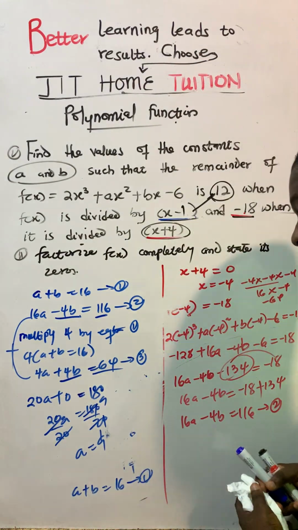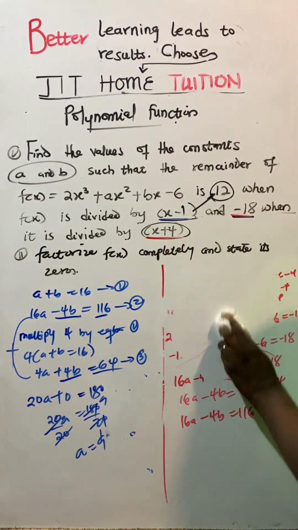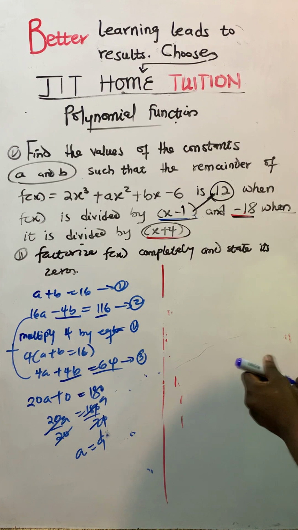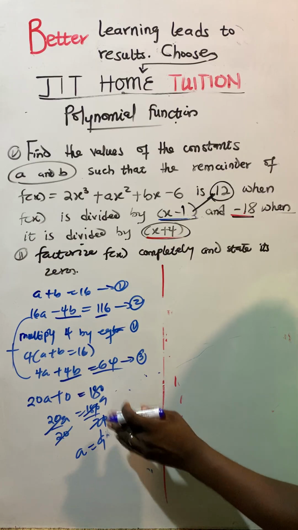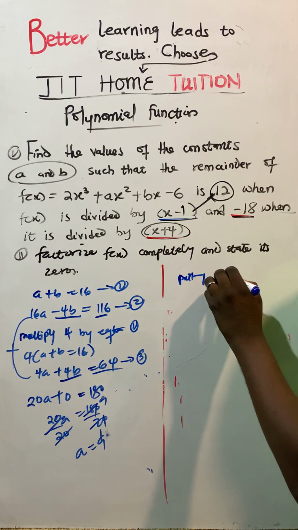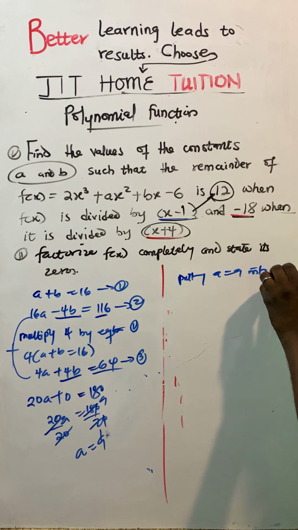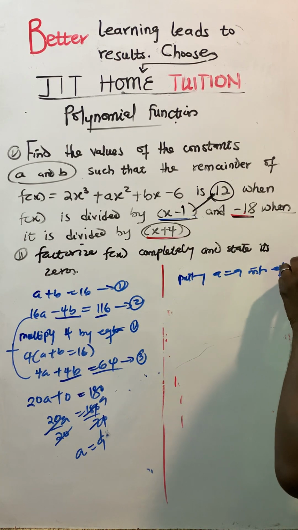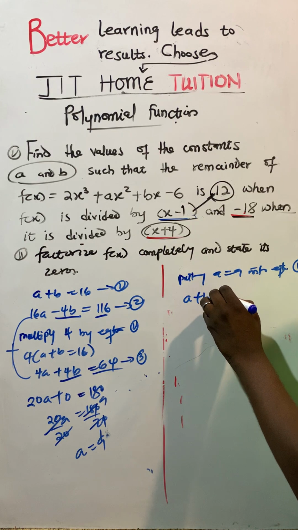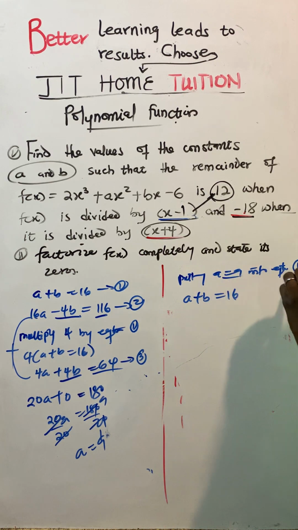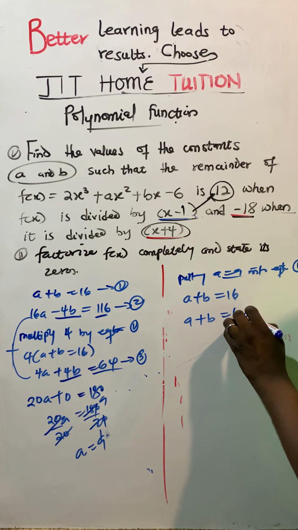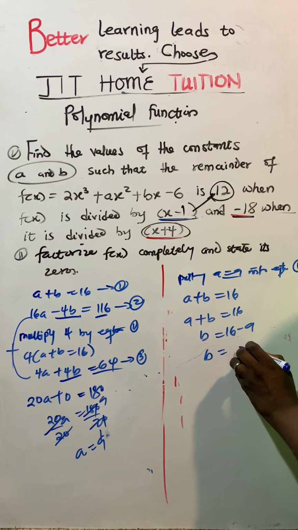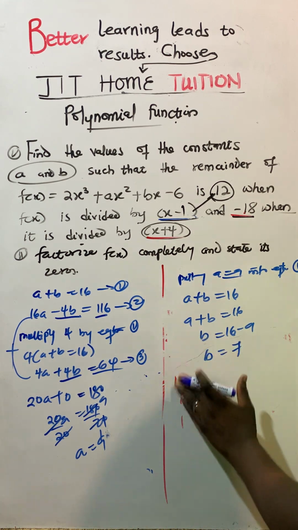I hope you are following. Now, having gotten the value for a, you use it to find the value for what? b. So here you write, putting a equal to 9 into an equation. You will have to decide which one. So let's say equation 1, which is a plus b equal to 16. a is 9, so you have 9 plus b equal to 16. You have b equal to 16 minus 9, and you have b to be equal to what? 7. That becomes the value for b.